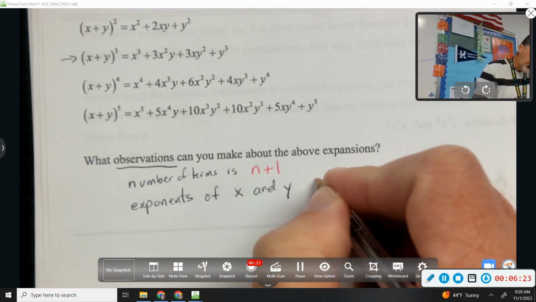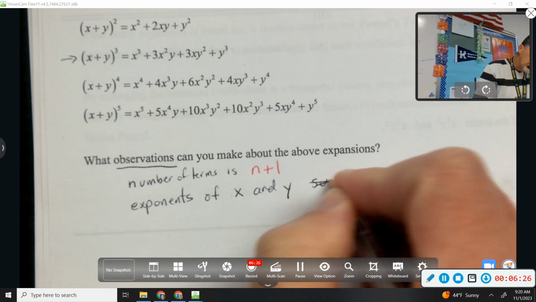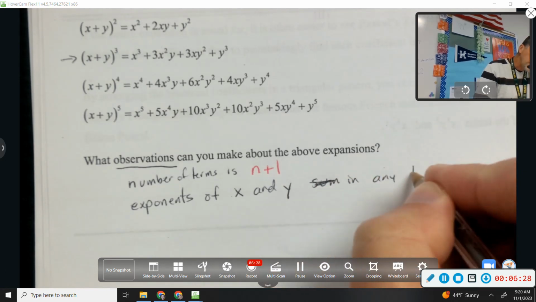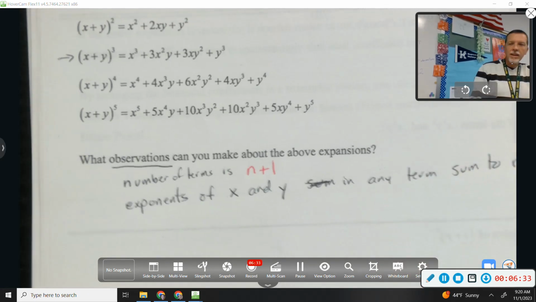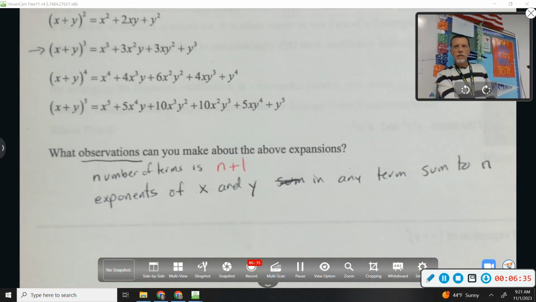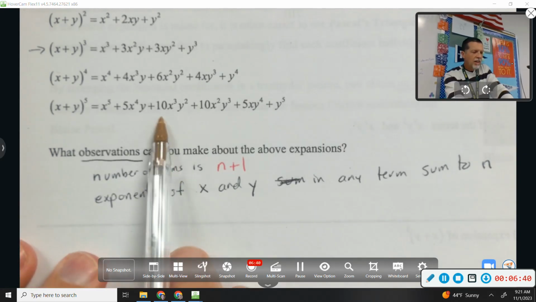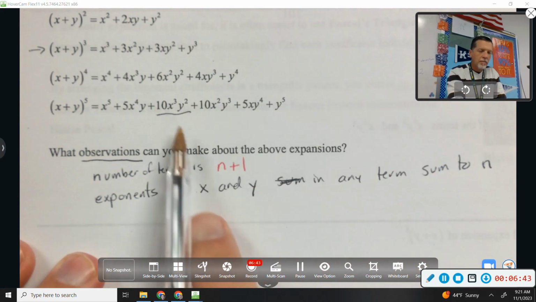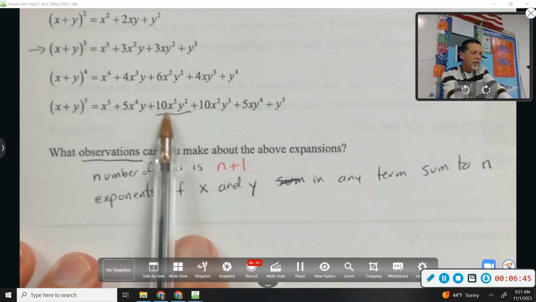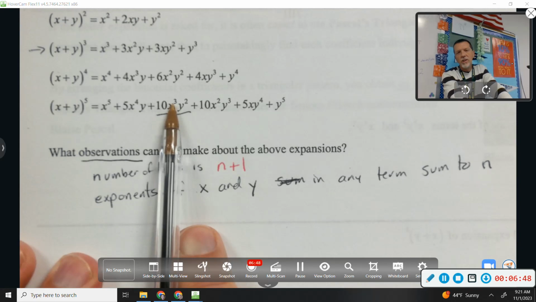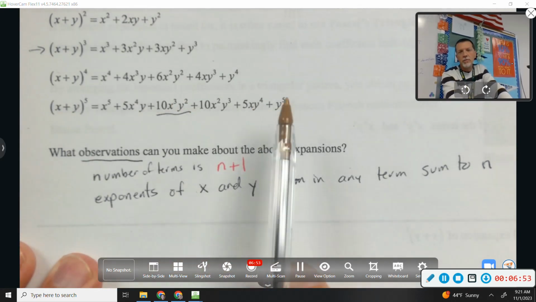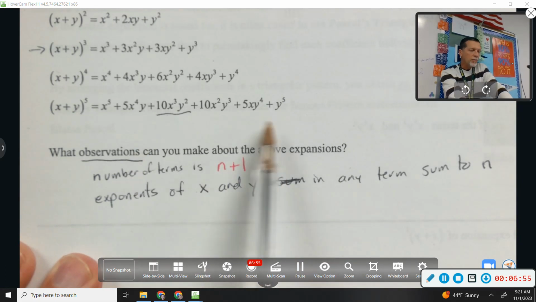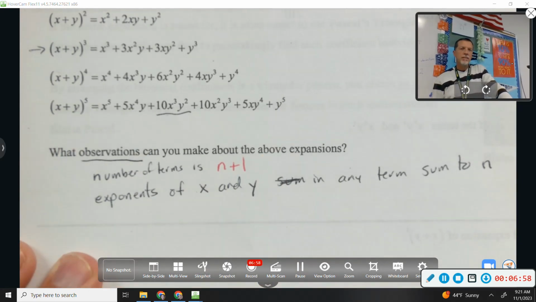The exponents of x and y in any term sum to n. Right, so do you see what Cade was saying there? Just pick any term you like. 10x cubed y squared. The exponents are 3 and 2, which add to 5. Or the exponents are 1 and 4, which add to 5. Or the exponent's just 5. So the total exponent is always whatever n is.